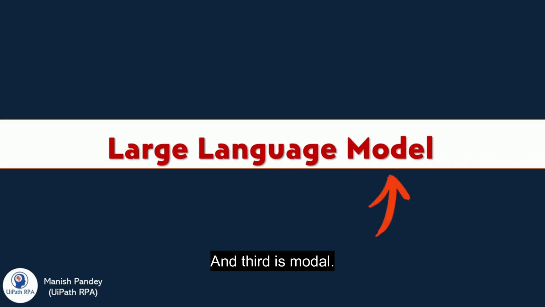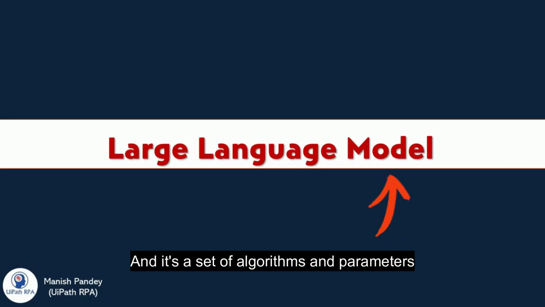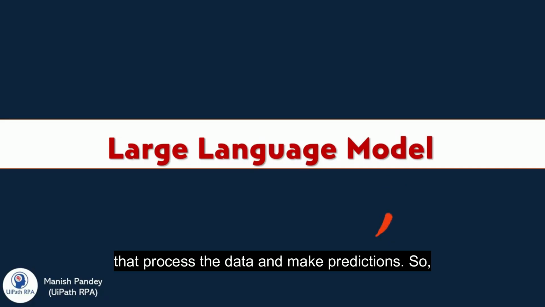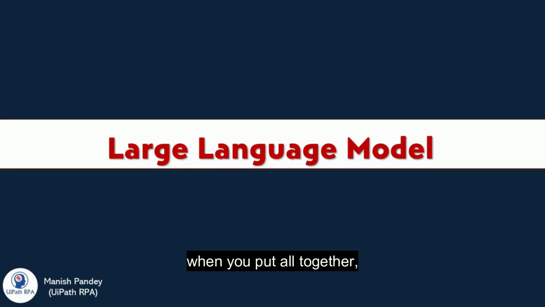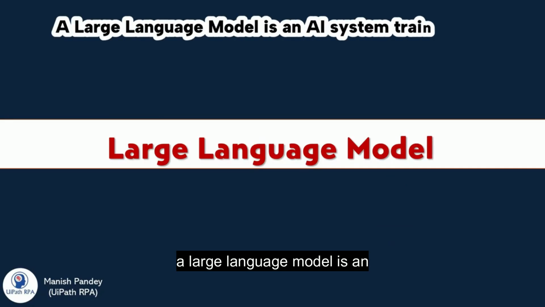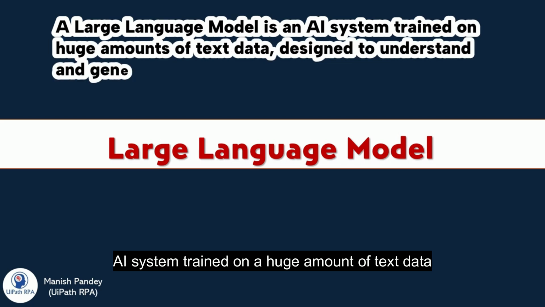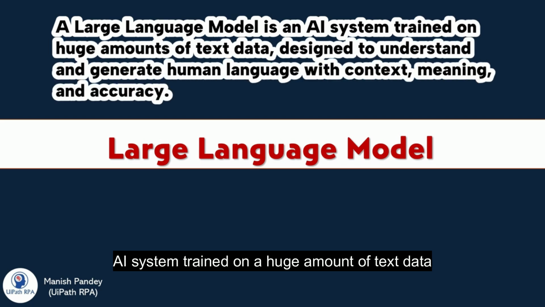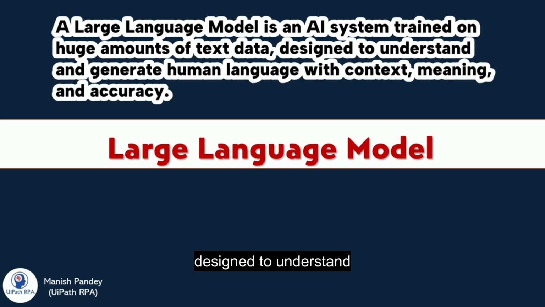And third is model. A model is the trained brain of the AI, and it's a set of algorithms and parameters that process the data and make predictions. So when you put it all together, a large language model is an AI system trained on a huge amount of text data, designed to understand and generate human language with context, meaning, and accuracy.